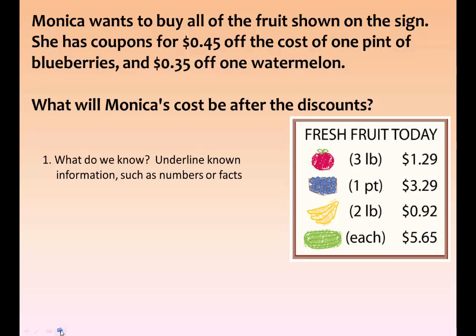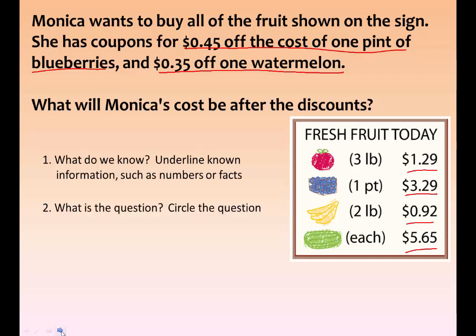And underline it. So we already know that she has coupons for 45 cents off the cost of 1 pint of blueberries and 35 cents off of 1 watermelon. We already know those pieces of information. We also know how much the fruit costs. So they already gave us those pieces of information. Now that we've gone back and underlined our information and figured out what we already know, we can move on to the next step.